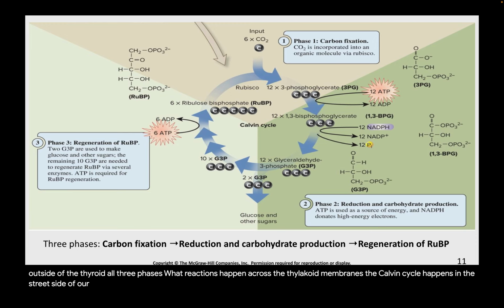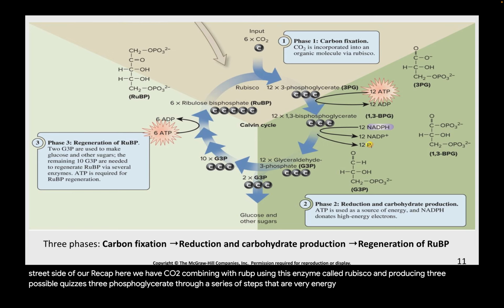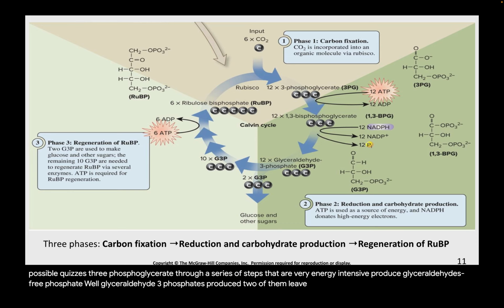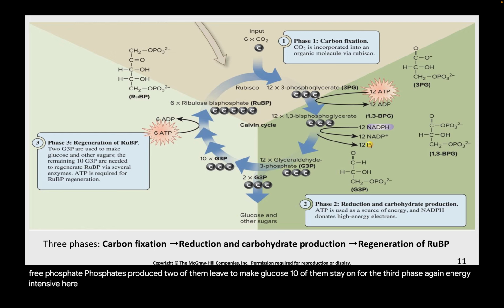All right, so if we were to recap here, we have CO2 combining with RUBP using this enzyme called rubisco and producing 3-phosphoglycerate. 3-phosphoglycerate, through a series of steps that are very energy intensive, produces glyceraldehyde 3-phosphate. Of the 12 glyceraldehyde 3-phosphates produced, 2 of them leave to make glucose. 10 of them stay on for the 3rd phase, again energy intensive here, to regenerate RUBP.